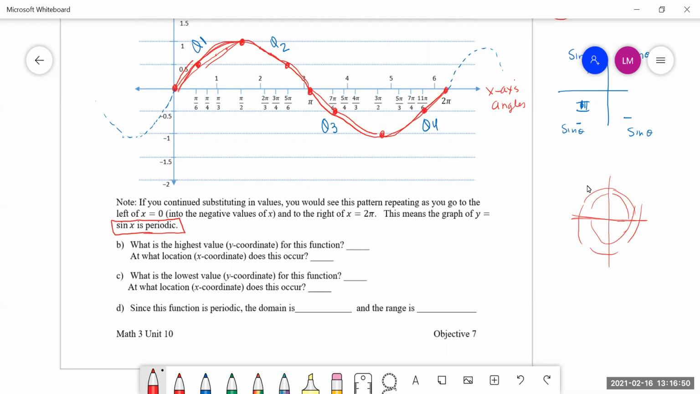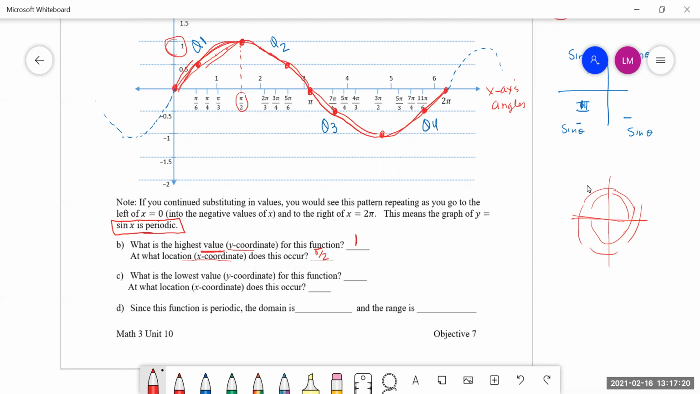So what is the highest value? I'm not asking for the coordinate. I'm just asking you for the highest value. The y coordinate shows me my highest value. Well, the highest we hit was right here at 1. We went as high as 1. At what location of x value did that happen? Right here, half a π, that's what matched with the 1. It makes sense, right? Half a π comma 1.